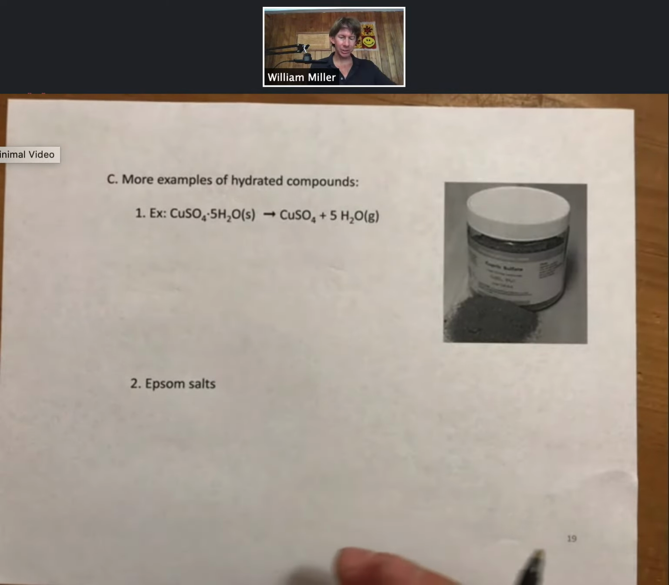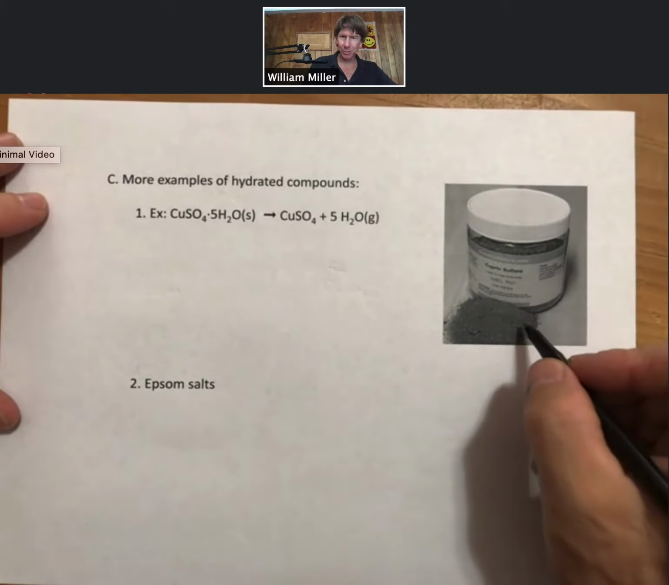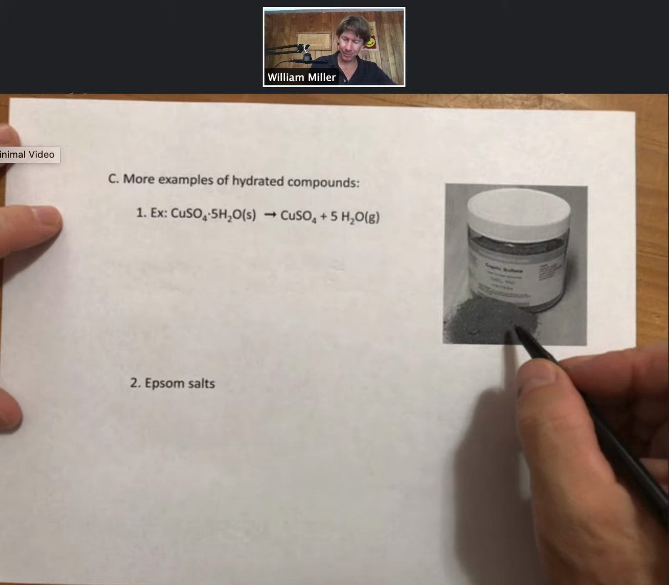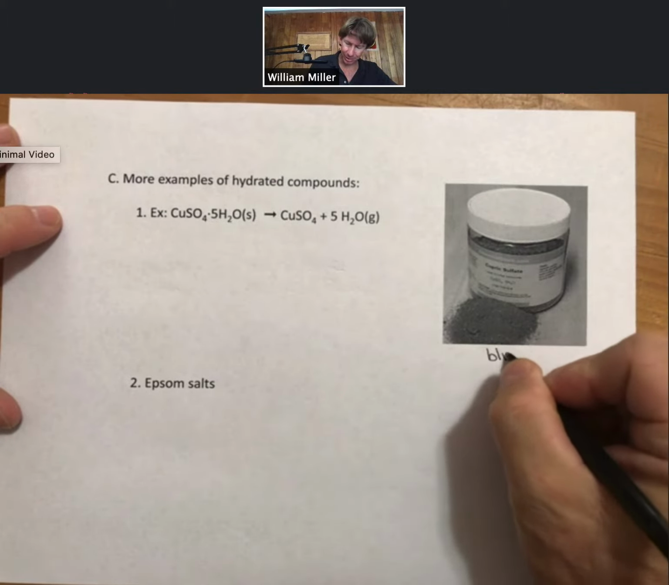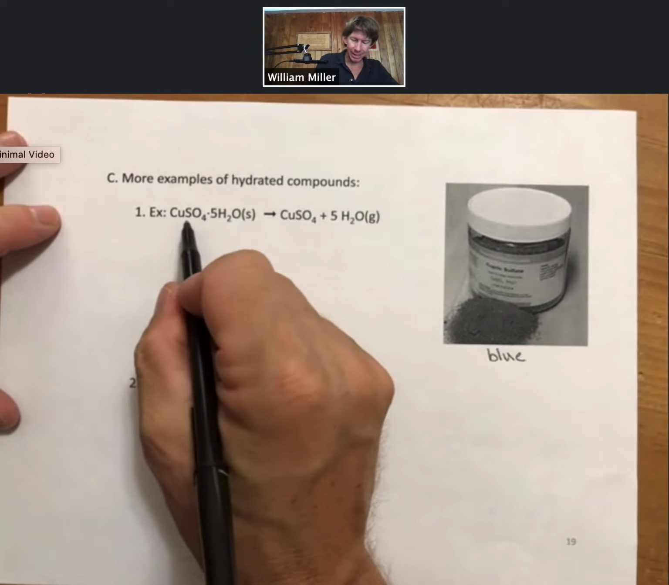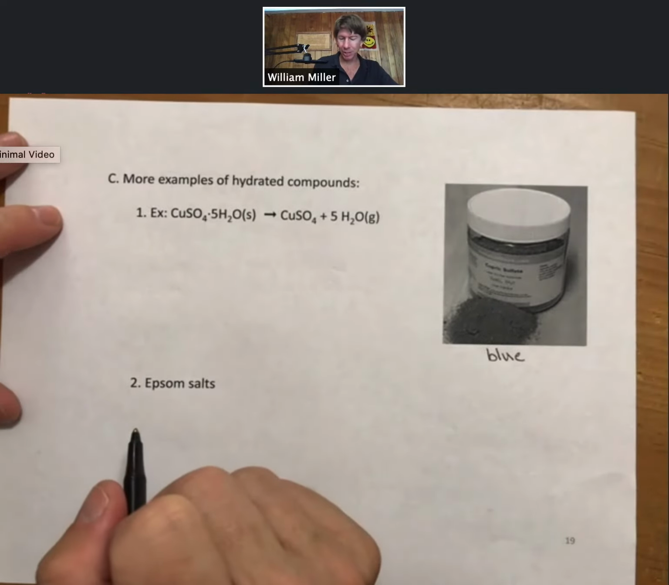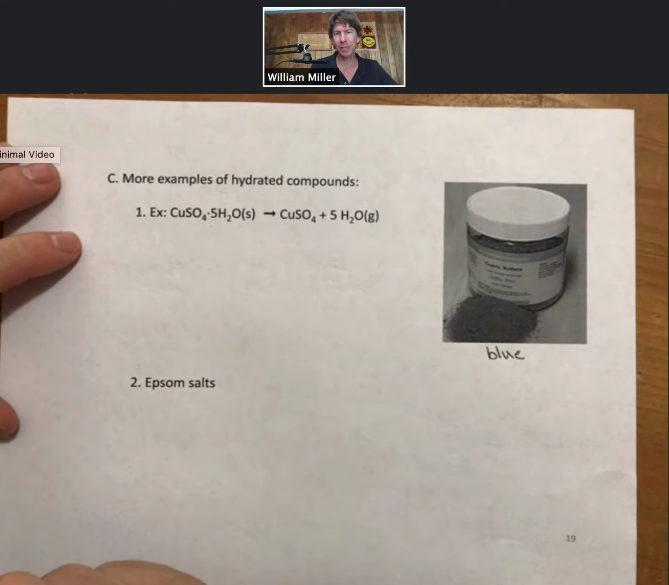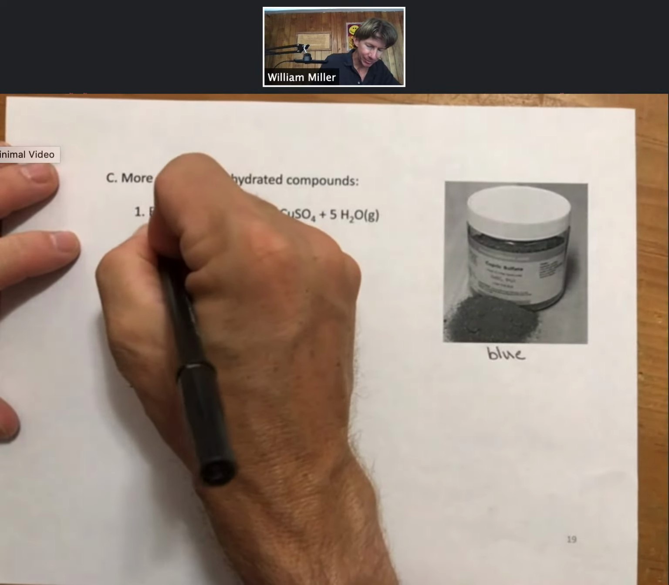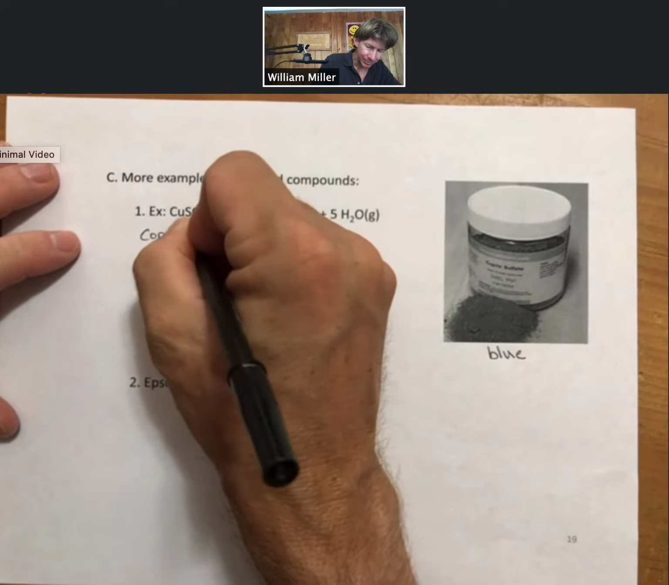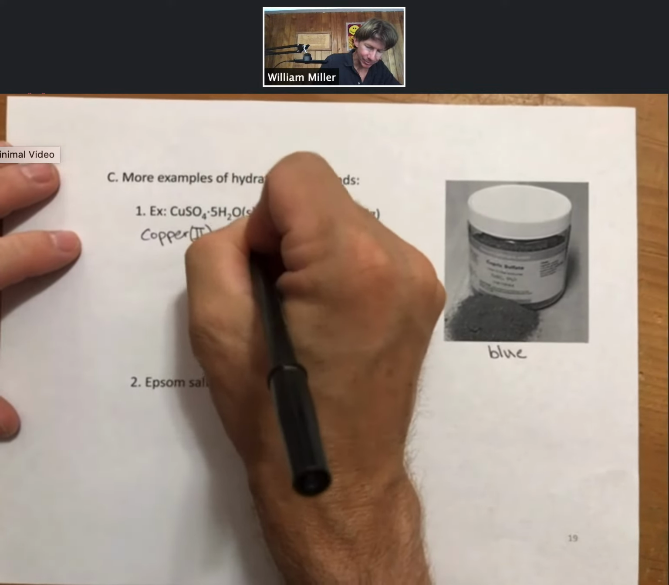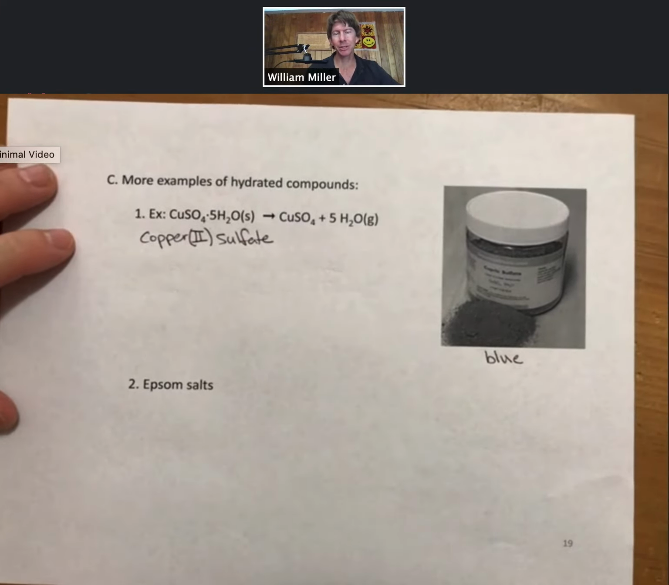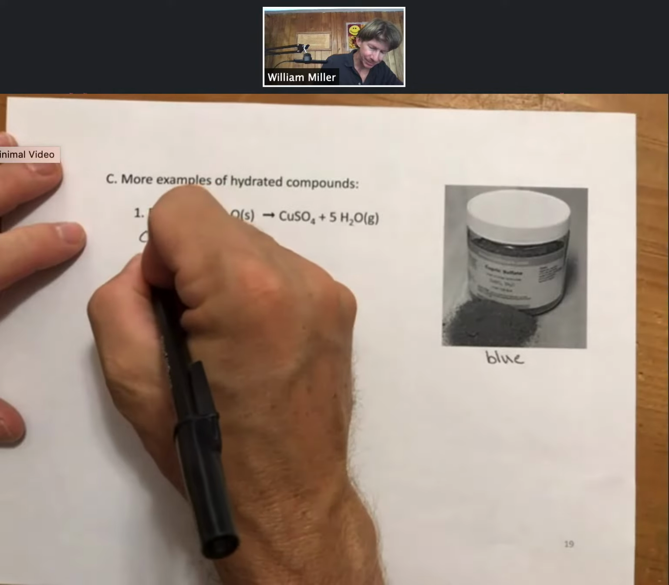Hydrated compounds are actually relatively common. I'm showing a picture here of cupric sulfate, which is also copper(II) sulfate. It is very bright blue, and it has 5 waters of hydration. So the name of this compound here would be copper(II) sulfate pentahydrate. Where we've got the Roman numeral in capital Roman numeral letters and in parentheses.